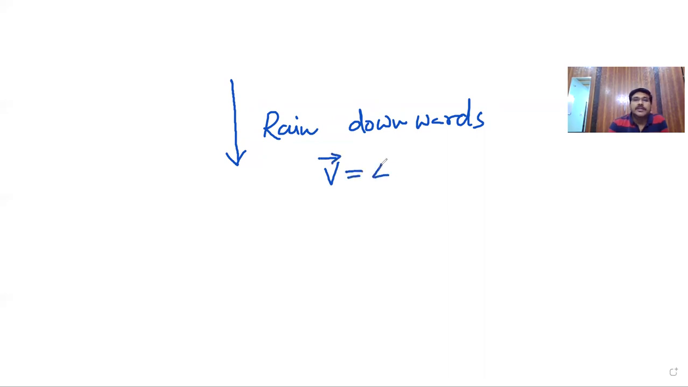Here I am showing with a vector notation. There is a downward direction of rain. At what speed? Let V be the velocity I am showing, this V bar. The speed is 4 meters per second. This is the magnitude of the velocity. Clear? Magnitude. This is the magnitude. Clear? Now, observe.